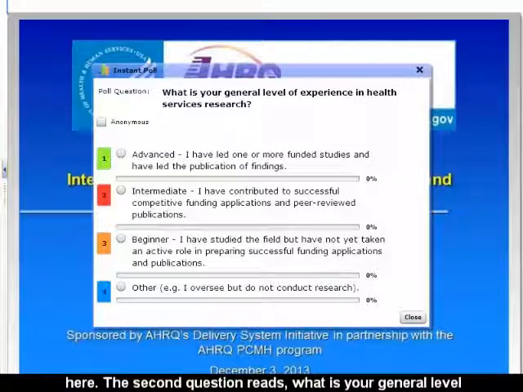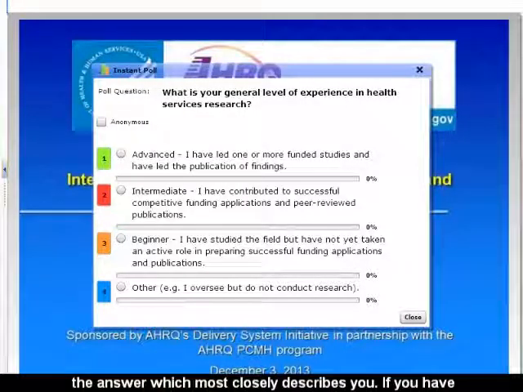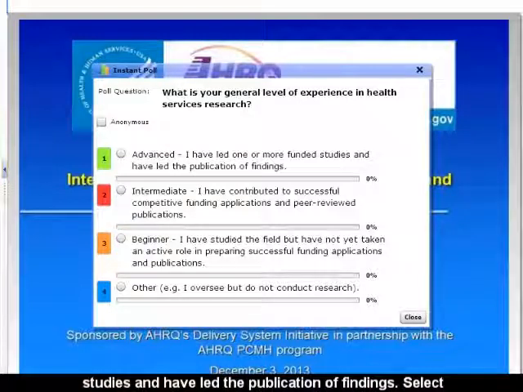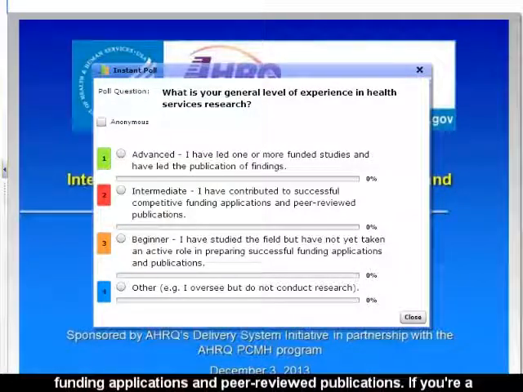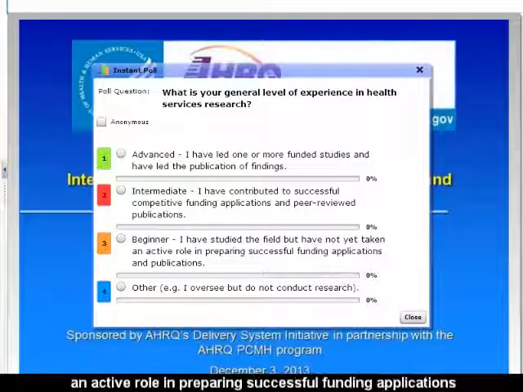The second question reads, what is your general level of experience in health services research? Please select the answer which most closely describes you. If you have advanced experience, you've led 1 or more funded studies and have led publications on findings. Select intermediate if you contribute to successful competitive funding applications and peer-reviewed publications. If you're a beginner, you studied the field but have not yet taken an active role in preparing successful funding applications and publications. Or select other if, for example, you oversee but do not conduct research.